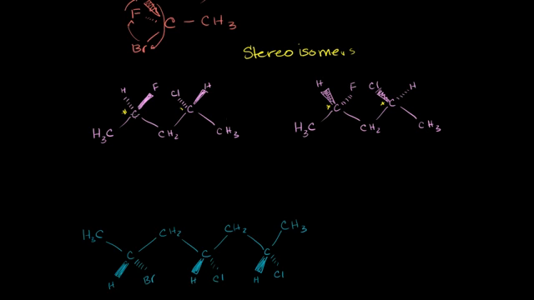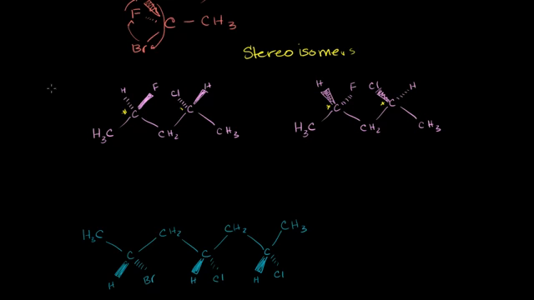For example, here on this carbon, it's connected to the same things as this carbon, but over here the fluorine's out front, and over here the fluorine's backwards. And the same thing for the chlorine: it's back here and it's front here. Now, let's see if they're related in a more nuanced way.